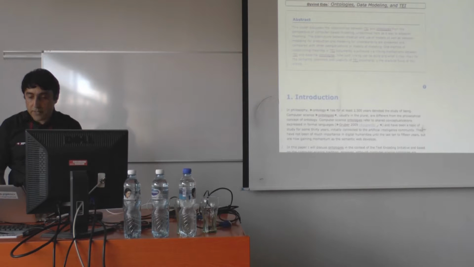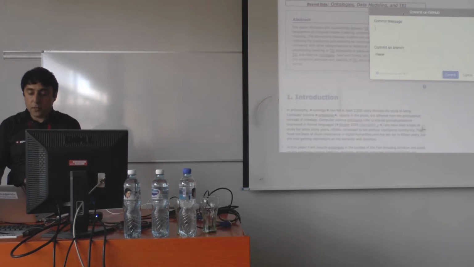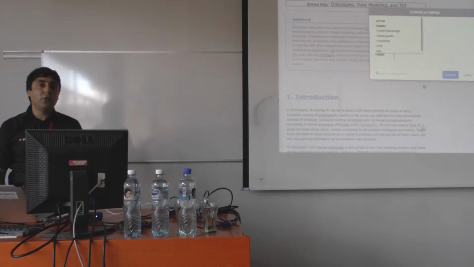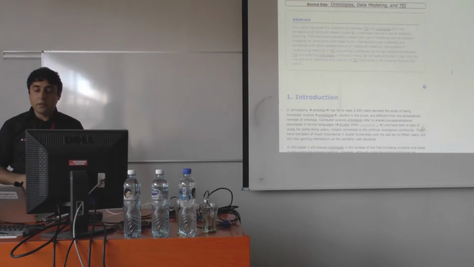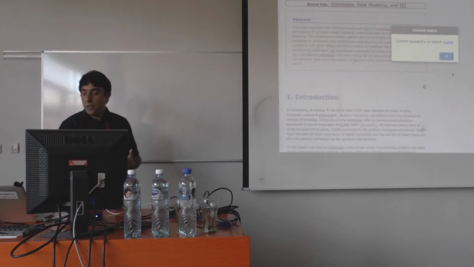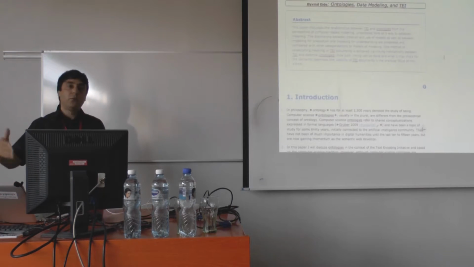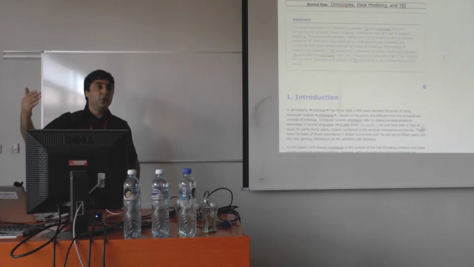And now we can say commit, and then we can provide a commit message. It will commit automatically with the same branch, but we can select a different branch or type a different branch name, and click OK, and it will commit. And if we go on GitHub, we should be able to see this new revision created there.